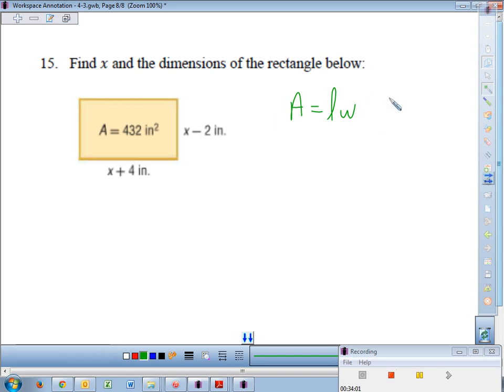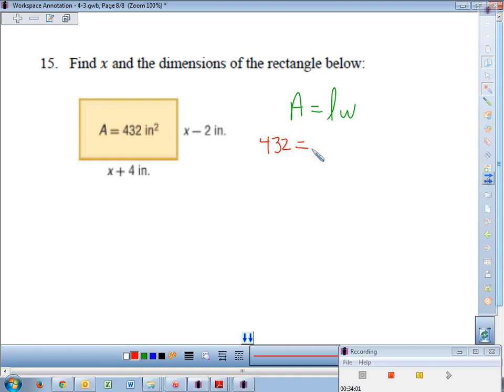Let's substitute in from left to right. Do we know the area? What is it? 432. Do I know the length? Sorta. Do I have a representative for him? X plus 4 would be fine, or you could have done x plus 2. Doesn't matter which one's which.